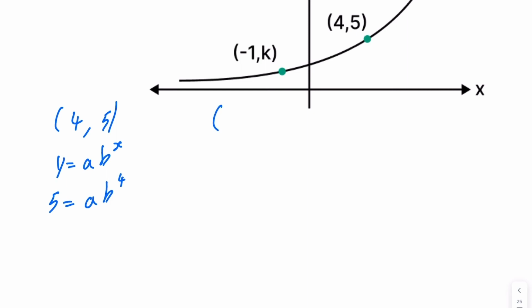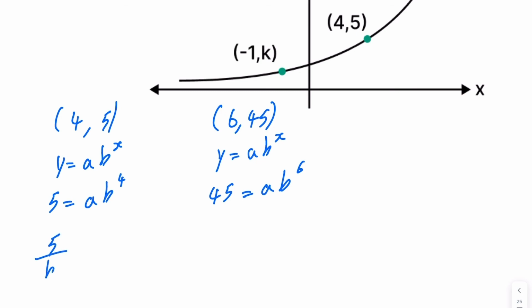Let's look at the next coordinate. That's 6 and 45. That's y is equal to ab^x. So we can substitute the y. And now at this point, you should notice that we've got 2 unknowns on both sides. We should rearrange one equation. So if I rearrange the one on the left, I end up with 5 over b to the power of 4 is equal to a.